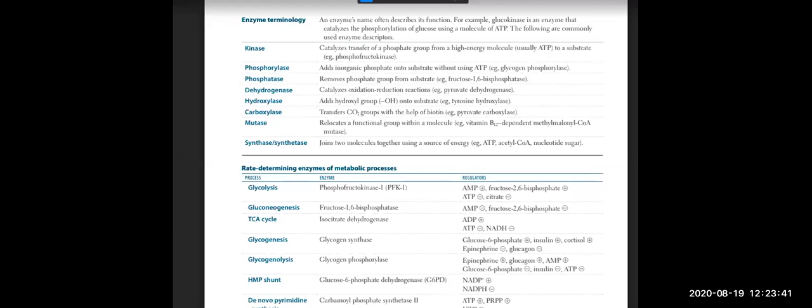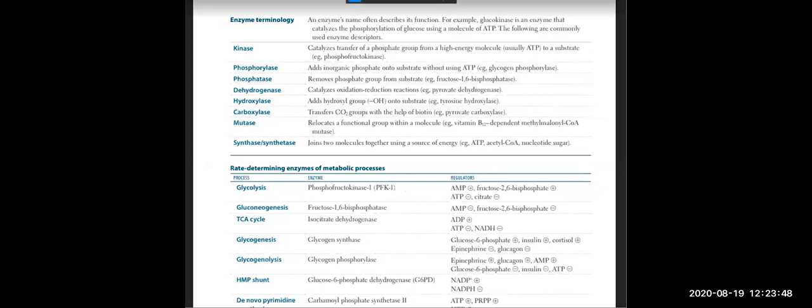Okay, so in today's lecture, we will continue this page of your first aid book. We did kinase, phosphorylase, phosphatase, and dehydrogenase. Now we are left with four enzymes: hydroxylase, carboxylase, mutase, synthase, or synthetase.